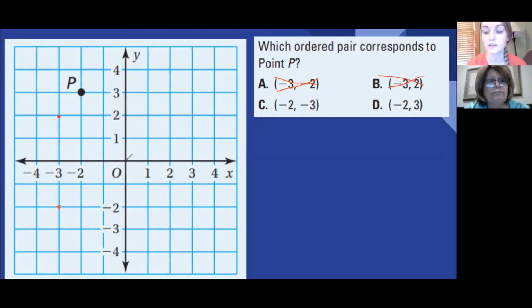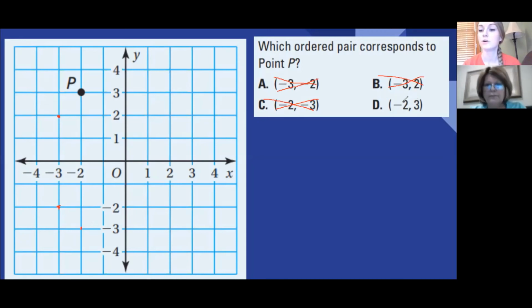-2, -3. So we're going to go over 2, 1, 2, because it's negative. So we're going to go left. And it's -3 in the Y spot. So we're going to go 1, 2, 3 down here. Doesn't match. So we got one more. And you guys know how to do this. We don't just assume that's what it is. We got to test it and make sure that if that's the last answer, that that's the correct one.